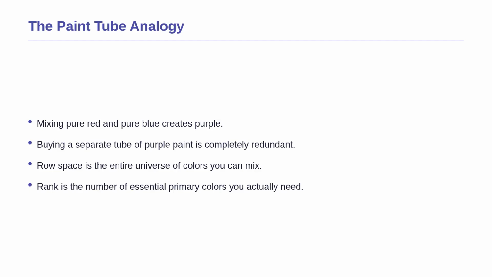To understand what these terms mean, let us start with our artist analogy. Why does this matter? Because in real life, data is often highly repetitive. If you have a tube of pure red and a tube of pure blue, you can easily mix them to create purple. Buying a separate tube of purple paint would be completely redundant. In linear algebra, the entire universe of colors you can possibly mix using your available paints is called the row space. The rank is simply the number of essential unique primary colors you actually need to keep in your box to mix all those colors. If you throw away all the redundant tubes, the number of tubes left in your hand is the rank.